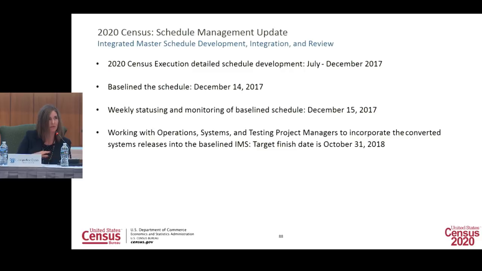And that is pretty much it for the schedule management process. I think I did good making up my time. I am going to give you a little update on where we are currently with the schedule. We did begin that Tier 4 development for the 2020 census execution schedule last July, and we baselined in December. We immediately began that weekly process that I just reviewed, and over the past several weeks have been working, as Atri alluded to, with the operations, systems, and testing project managers to incorporate the converted releases into the IMS. We're working with the target date of October 31st to get all of those detailed releases into the schedule.